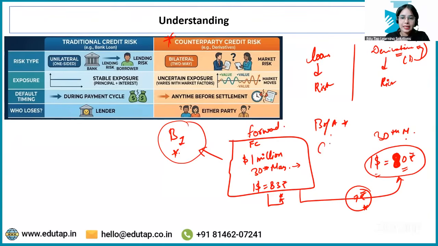So Bank of America is gaining right now, and Bank of India is losing. It is losing because Bank of India has to pay 83 rupees for $1 when it could have paid 80 rupees for $1. So Bank of India is losing 3 rupees per dollar. So Bank of India can leave the position. Bank of India can leave the contract in this situation. This is known as counterparty credit risk. That means there is a bilateral risk. What if the other party leaves the contract? It will be a problematic situation.